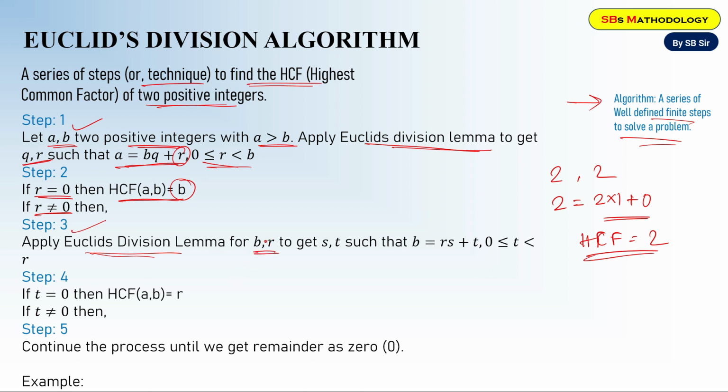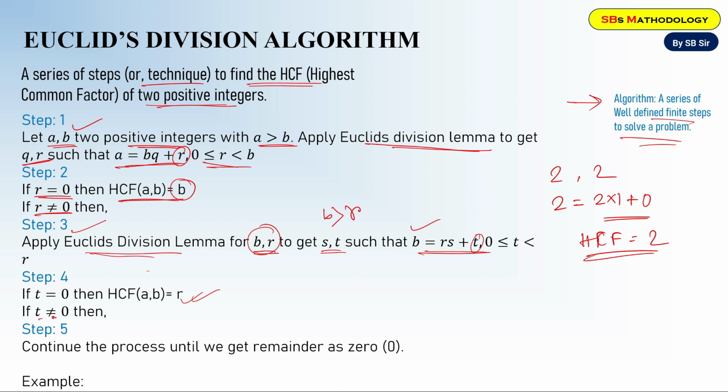What are b and r? b is the divisor of the previous step and r is the remainder of the previous step. And when we apply Euclid's division lemma for b and r, we will get another two numbers. Now you have to remember that in the case of b and r, b is greater than r, so we can apply the division lemma. So we can get two whole numbers s and t such that b can be written as rs plus t, where t will be the remainder when we divide b by r, and s will be the quotient.